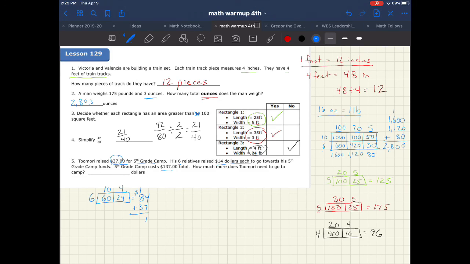So what do we have here? $121 so far. He needs $137. So with his money and his relatives' money, he's made $121. How much is left? Looks like he is only $16 away. Only $16 more and he can go to camp.